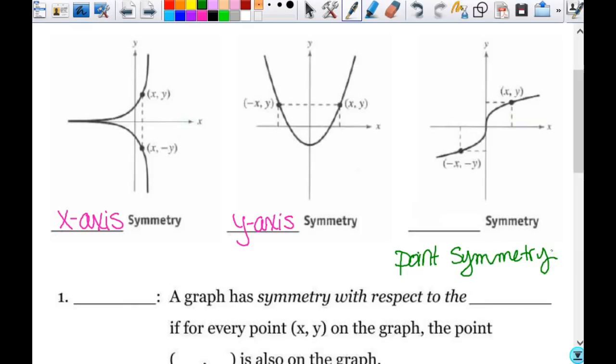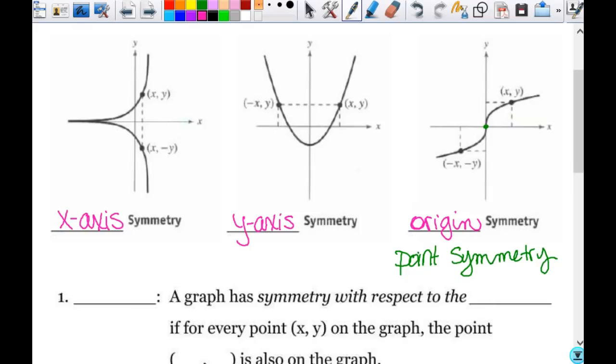And the point that is the center of rotation is what? The origin. So this is origin symmetry. So it's not just that I can rotate it about the origin, but that I could rotate it 180 degrees. So it's the point symmetry.